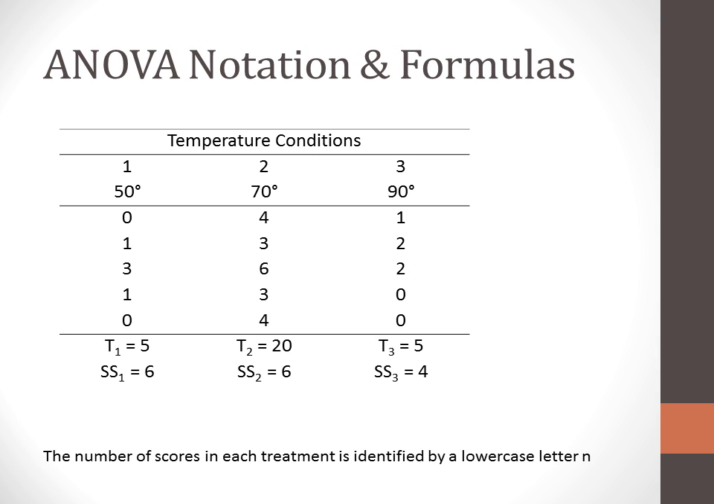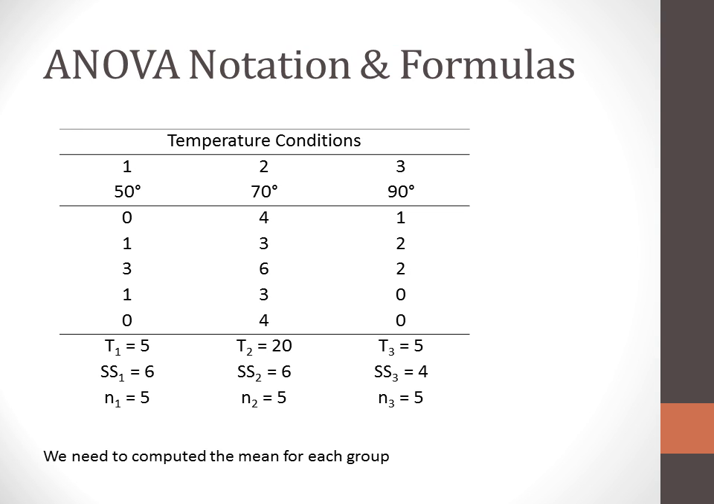Next, we need to indicate a value for the number of scores within each treatment, and that is generally identified by the lowercase n. And so n is how many scores are within each treatment. And if you'll see, there's the same number of people in each of the treatment conditions, and that value is 5.